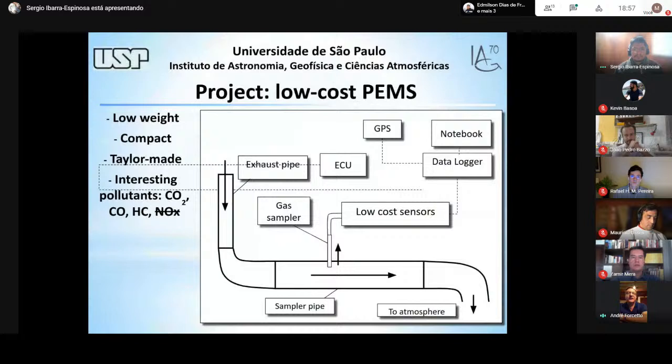So we are developing a project we call low-cost PEMS, with some characteristics: a low-weight system, compact, tailor-made. When I say tailor-made, for example, the pollutants of interest for us are CO2, CO, and hydrocarbons, and we are not measuring NOx. It's very interesting because the RDE in Europe and many research works are focused on NOx. Here we are focusing on carbon monoxide, carbon dioxide, and hydrocarbon because they are important for pollution and for the formation of ozone in the metropolitan regions. So, Sergio, let's go to the next one.